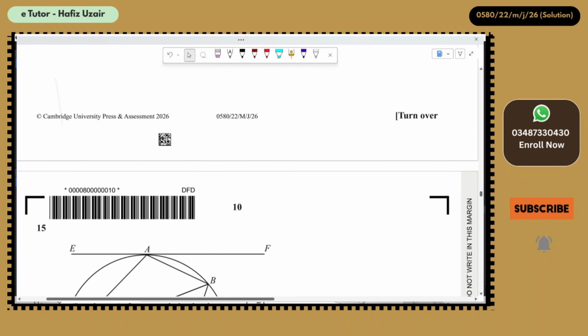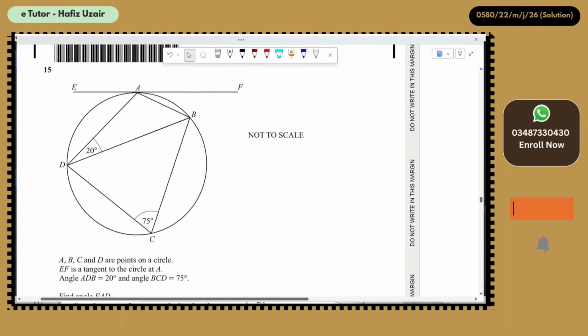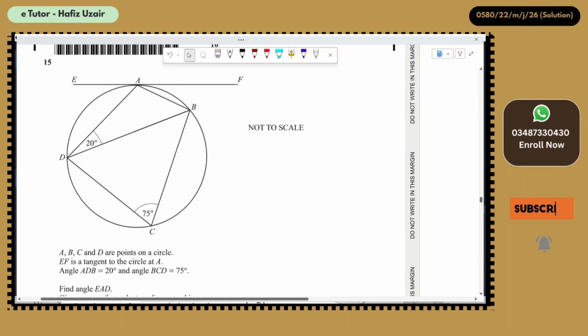Let's move to this question. You can check that A, B, C, and D are points on a circle. Let's highlight these points. This will help you to identify a cyclic quadrilateral.